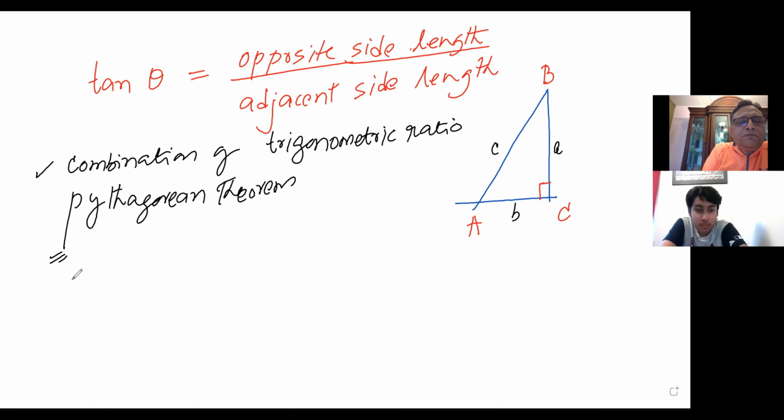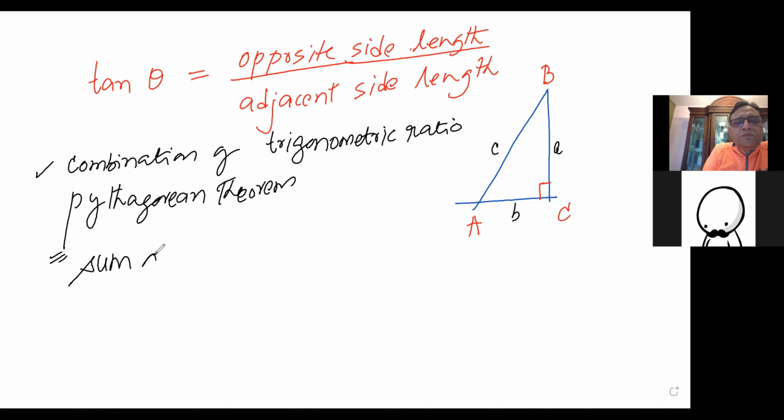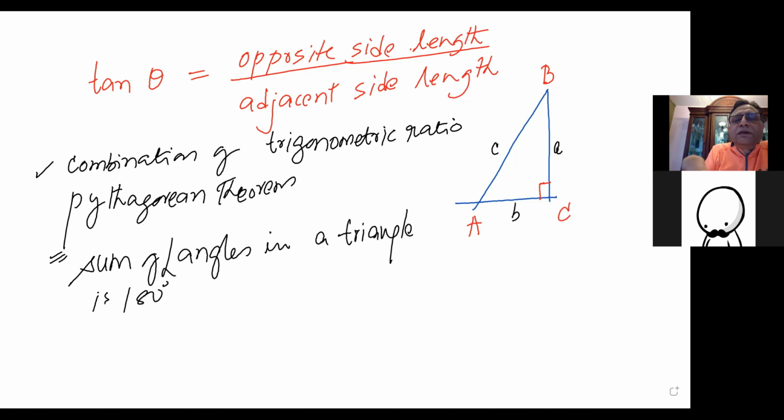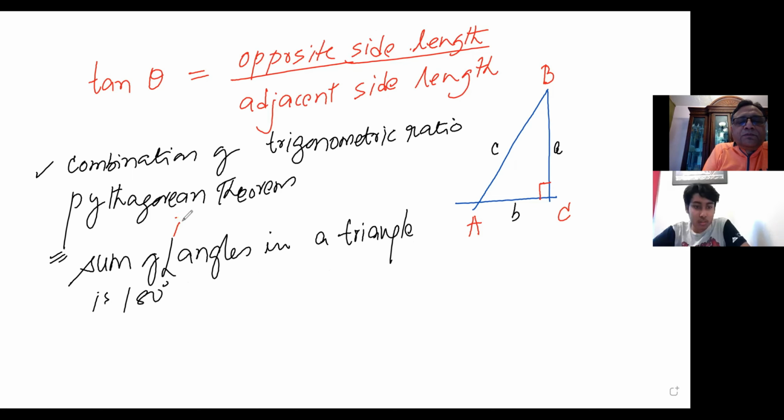And you also know that the sum of angles in a triangle is 180 degrees, right? So when we say sum of angles, let me write down here interior angles. The sum of interior angles of a triangle is 180 degrees, correct? Yes. So these are a few things which you have to keep in mind while we are working in solving triangles.